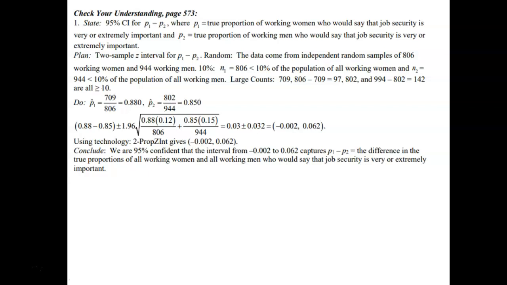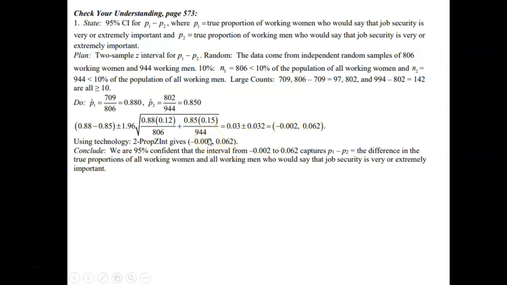Now for the do step, you do not have to do all this calculation if you're using your calculator. However, you do need to write that I used my TI-84 calculator, chose two-proportion z-interval, and then give the interval. Either way, you do end up with the exact same confidence interval.